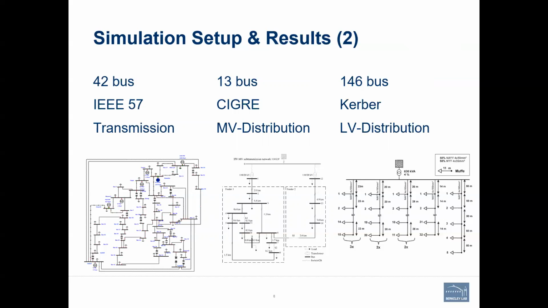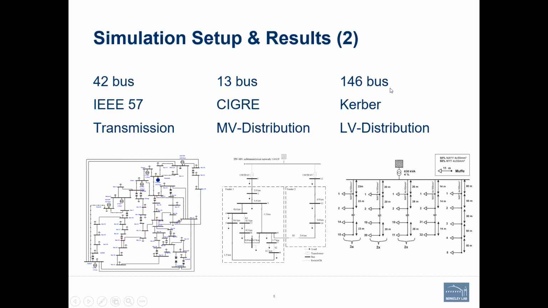For our electric grid, we had the following setup here. All of them are example feeder networks which are widely available. For transmission, we used the IEEE 57 transmission system, where we utilized 42 buses. We used the SCooDER medium voltage distribution system, and we used the Kerber low voltage distribution system.